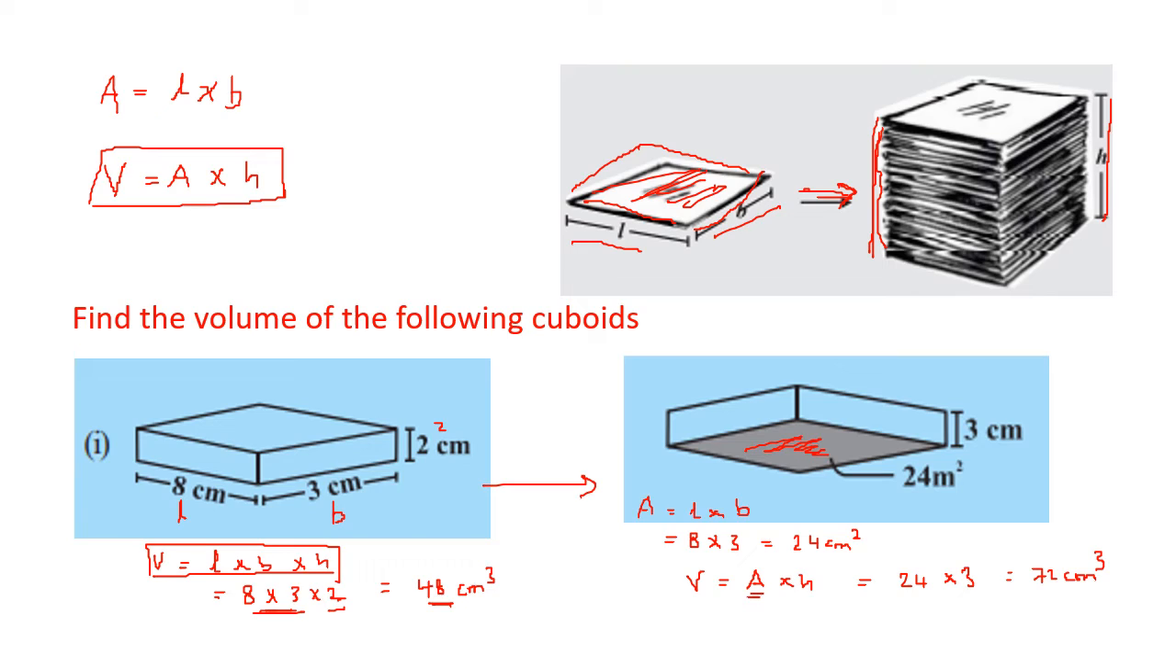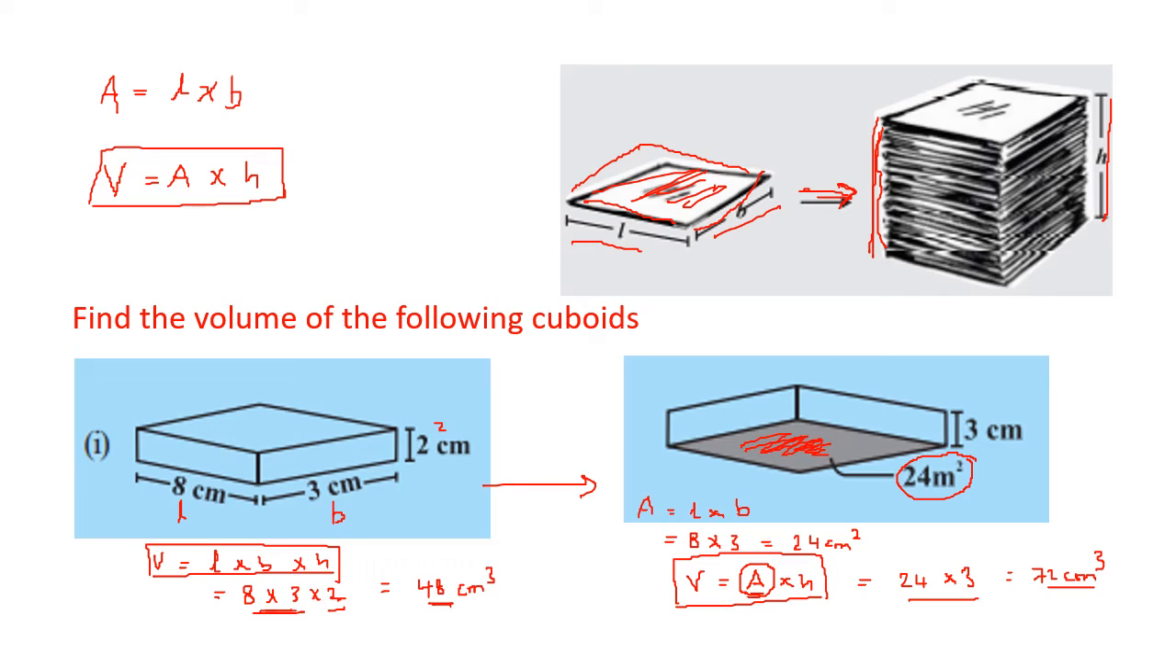In the second figure, we found out the area. The length and the breadth is not given, but the area of the base is given, 24. So here I found out the volume by using the formula area into height, that is 24 into 3 centimeter, 72 centimeter cube. The area of the base is given 24 meter square.